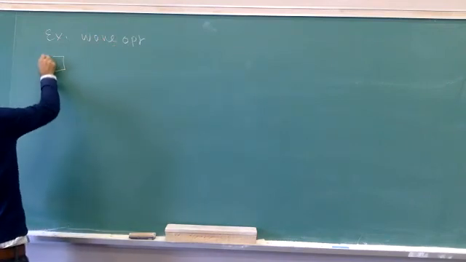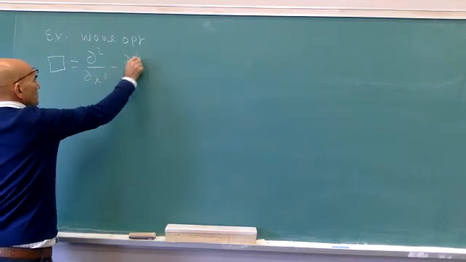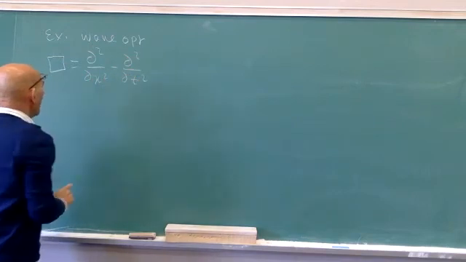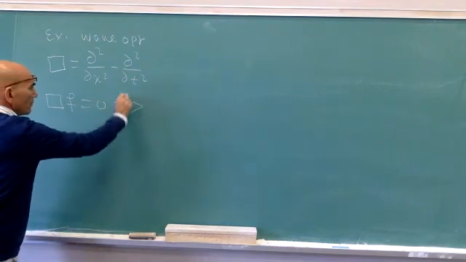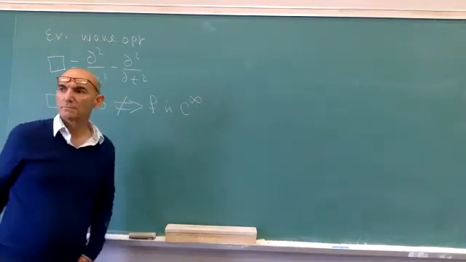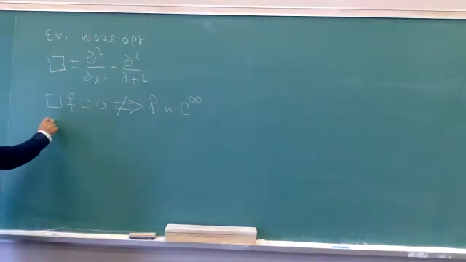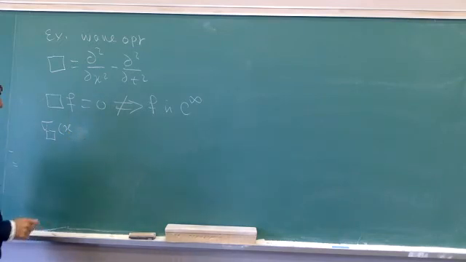So box is equal to d2/dx2 minus d2/dt2. Now box f equal to 0 does not imply that f is C infinity. The symbol of box, well, I should say, what's the symbol of this operator?